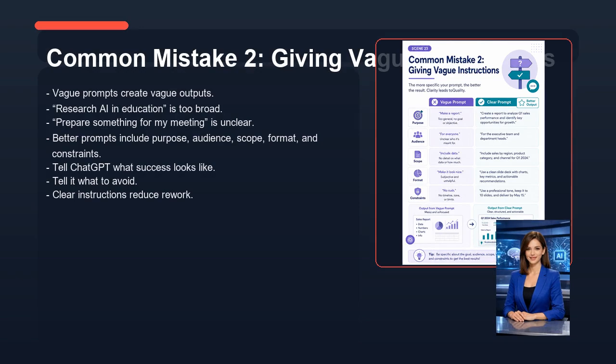Now let's look at common mistake 2, giving vague instructions. Vague prompts create vague outputs. "Research AI in education" is too broad. "Prepare something for my meeting" is unclear. Better prompts include purpose, audience, scope, format, and constraints.